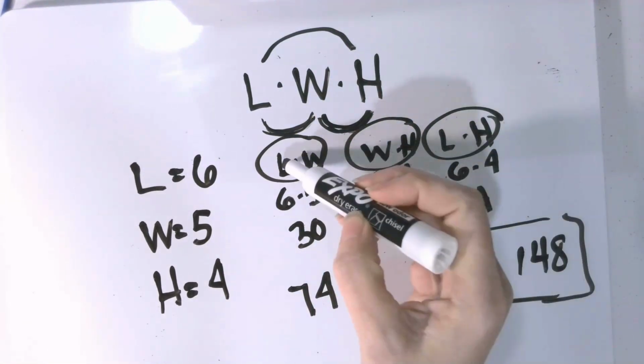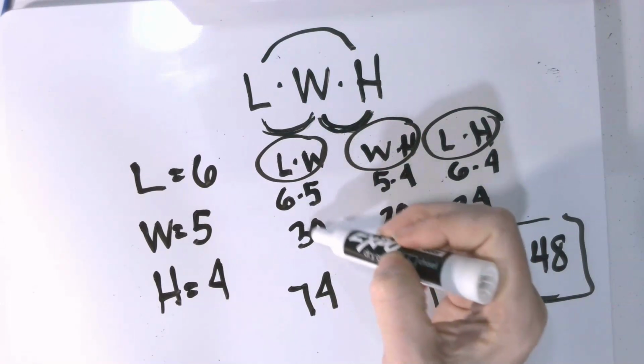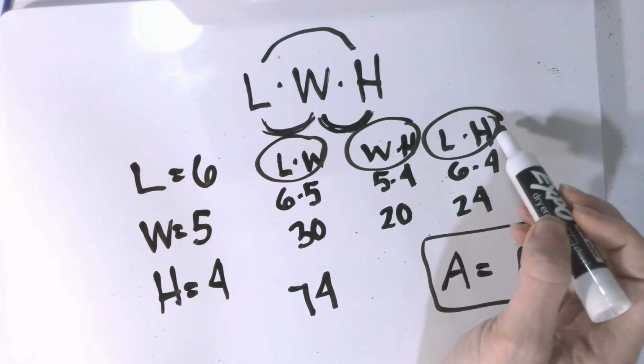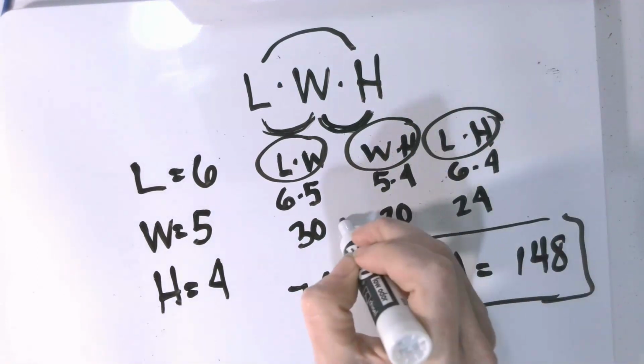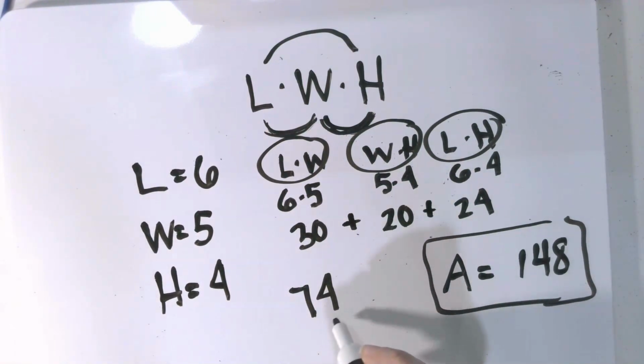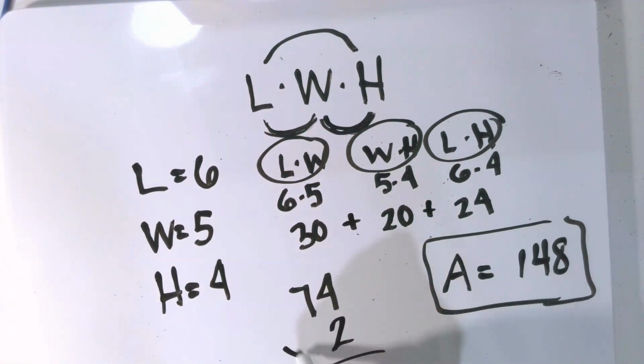So basically, that length and width that came out to be 30, that width and height that came out to be 20, and that length and height that came out to be 24, I added them all up and got 74, but now I want to double that. Okay, so I want to double that.